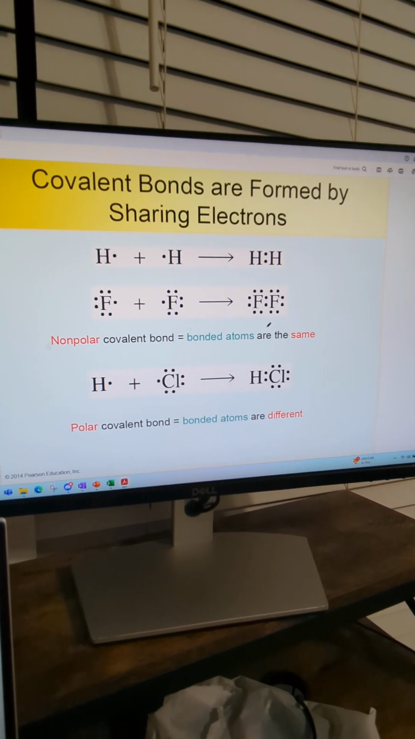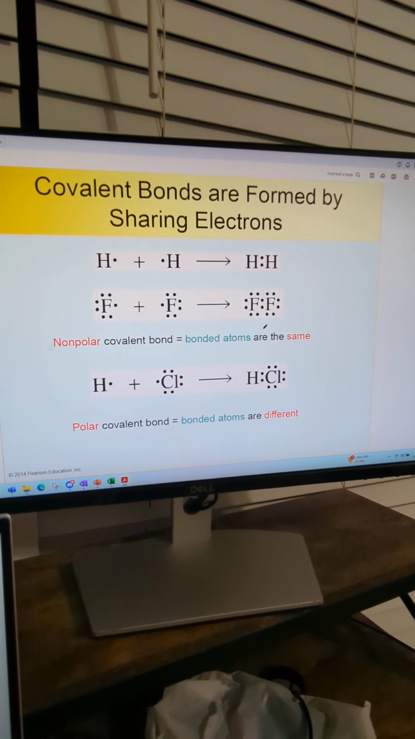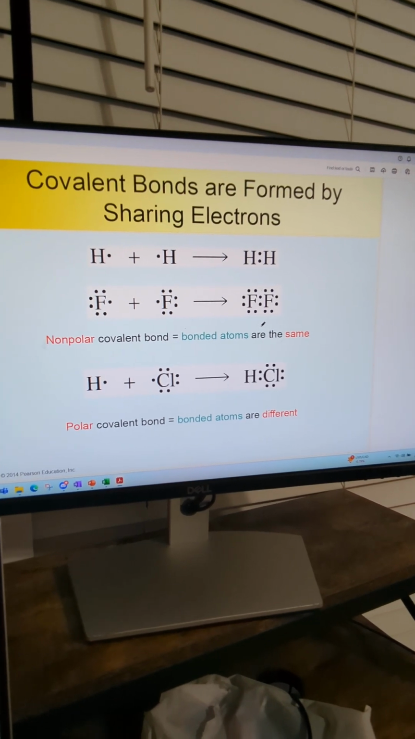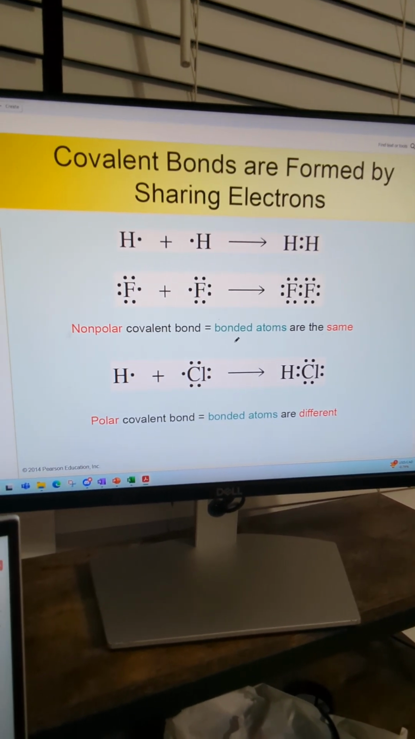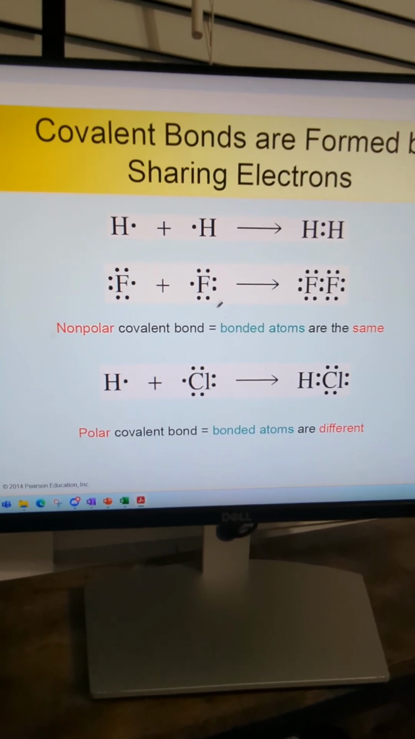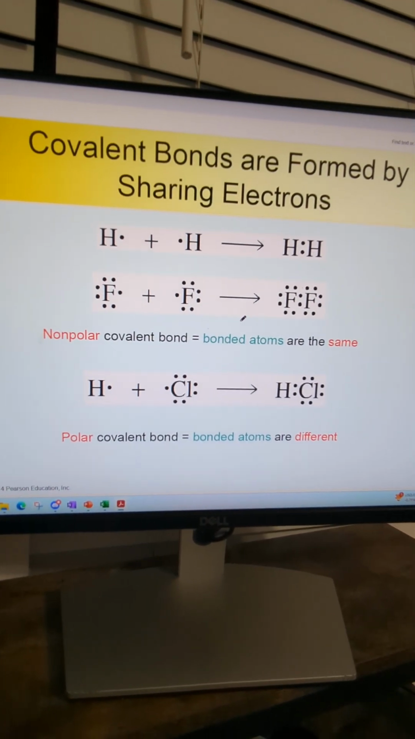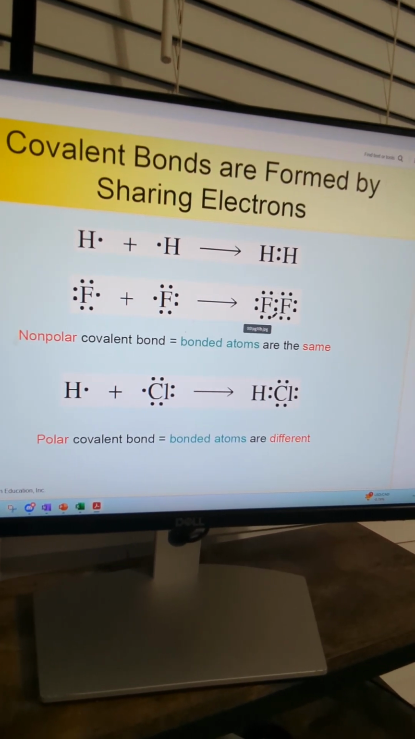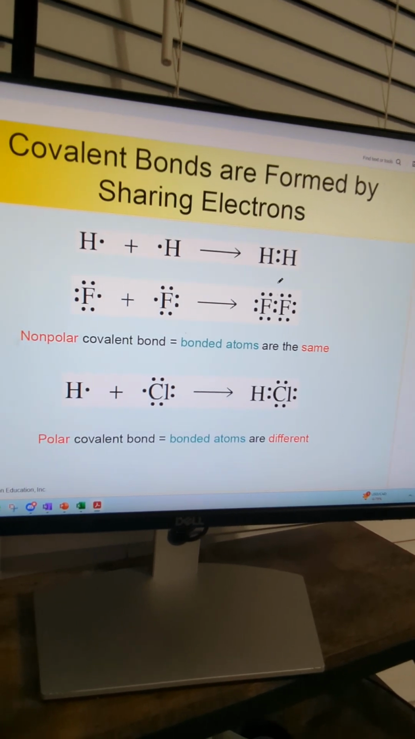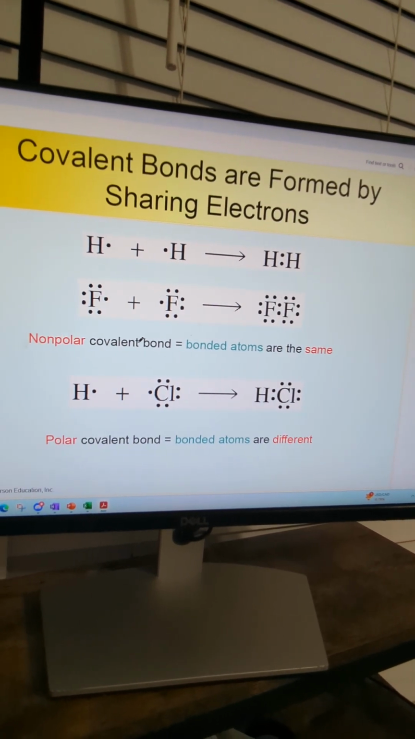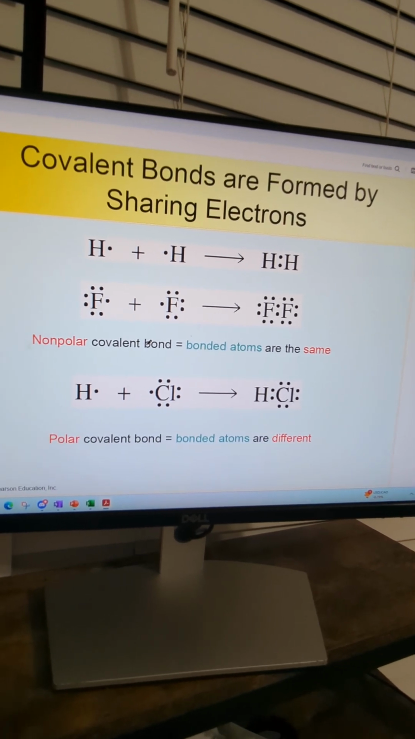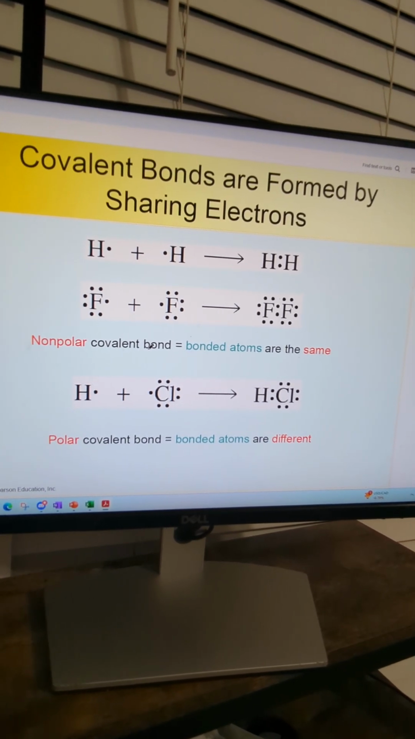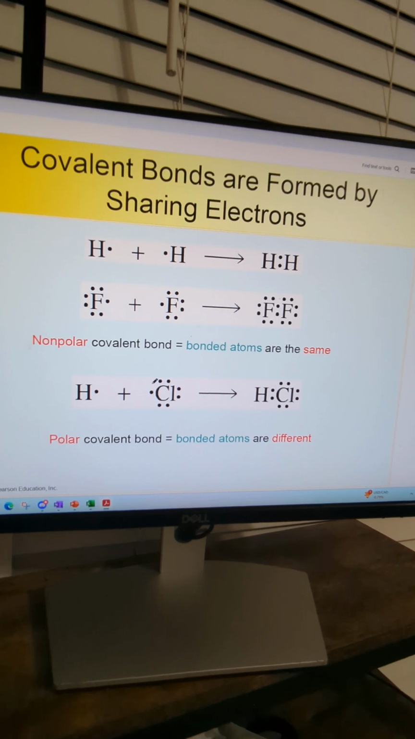Now, covalent bonding is formed by sharing electrons. Covalent bonding can be classified into non-polar covalent bonds or polar covalent bonds. In a non-polar covalent bond, the bonded atoms are the same. It could be two fluorines, two chlorines, two hydrogens, and also carbon. Carbon also forms non-polar covalent bonds. We will talk about it in a little more detail in the next slide.